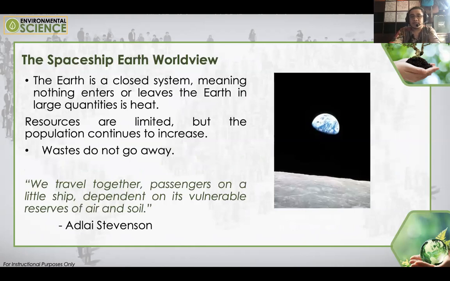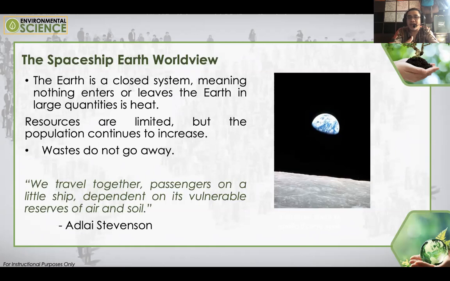So, spaceship worldview. This is a view from the moon. This is a view gotten from the Earthrise taken by the Apollo 8 crew in 1968. The Earth is a closed system, meaning nothing enters or leaves the Earth in large quantities. Resources are limited, but the population continues to increase. Wastes do not go away.